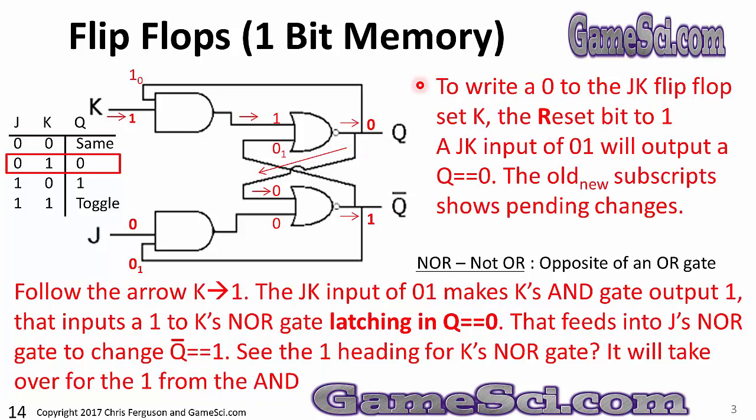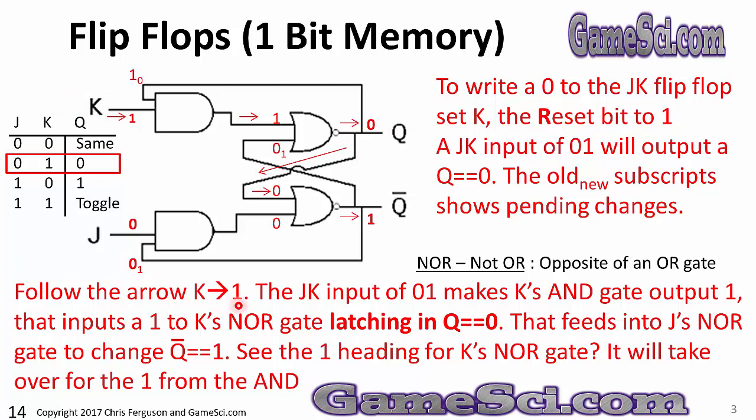To write a 0 to the JK flip-flop, set K, the reset bit, to 1. A JK input of 0, 1 will output a Q equal 0. The old and new subscript notation shows the pending changes. The main number is the old value that went into the gate, and the subscript is the new value it changes to. We're looking at this line of the JK truth table where J equals 0 and K equals 1. K is the reset bit, so we want to reset this memory to 0.